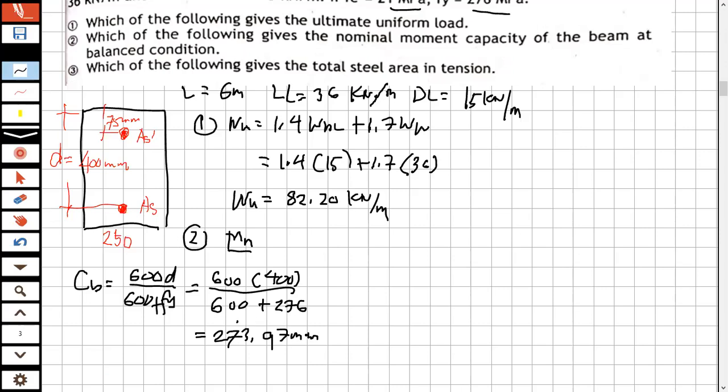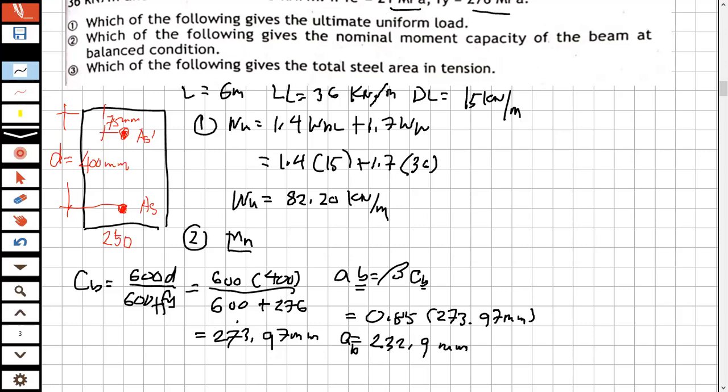This is just CB. How about AB? Yung AB, meron naman tayong formula na gano'n na, di ba? We just add B for balanced condition. What's the value of C prime? This is 21 megapascal, so we can use 0.85. And then you have CB 273.97 millimeter. Then we can have AB equals to 232.9 millimeters. Now, how are we going to compute now the moment?